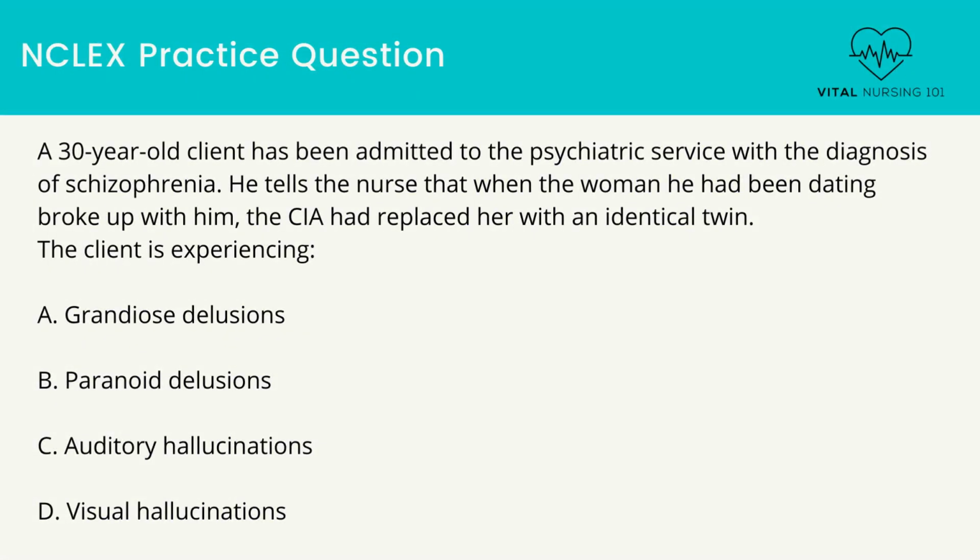A 30-year-old client has been admitted to the psychiatric service with the diagnosis of schizophrenia. He tells the nurse that when the woman he had been dating broke up with him, the CIA had replaced her with an identical twin. The client is experiencing grandiose delusions, paranoid delusions, auditory hallucinations, visual hallucinations.